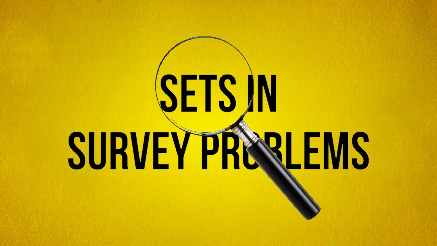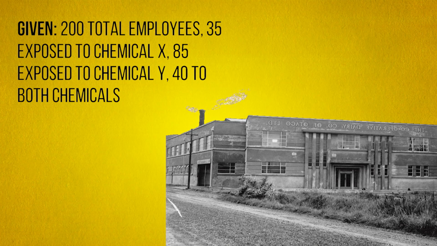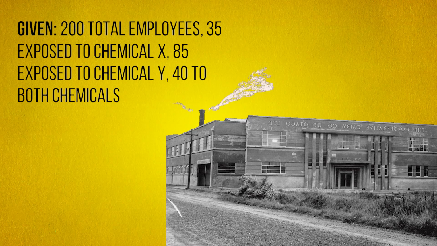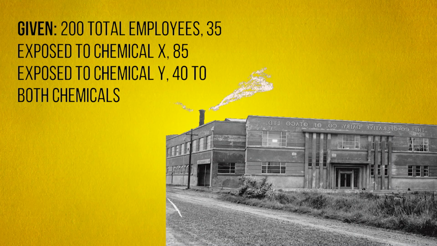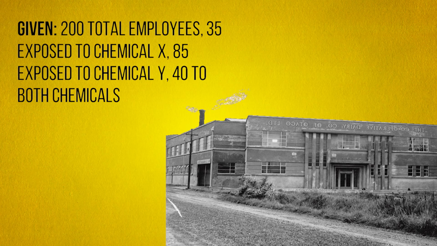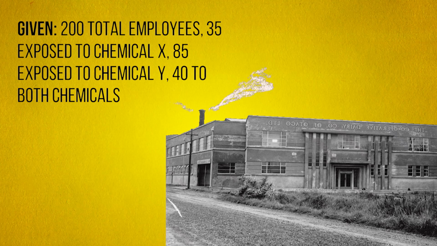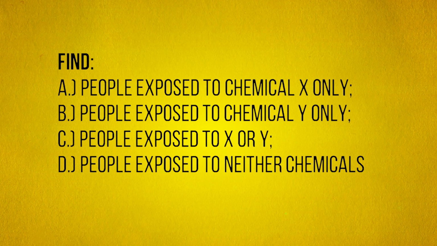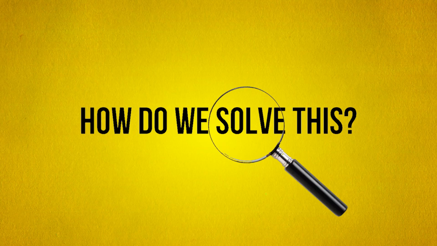Here is an example. Suppose that there was a gas leak at a factory. During an investigation, the authorities identified that out of 200 employees, 135 were exposed to chemical X, 85 to chemical Y, and 40 to both chemicals. But they still need to find out the following. So how do we solve these?